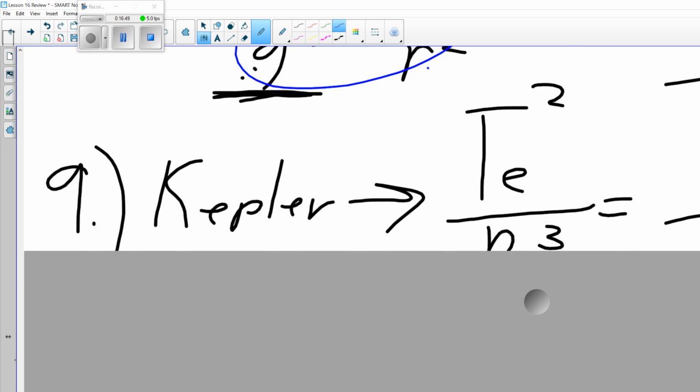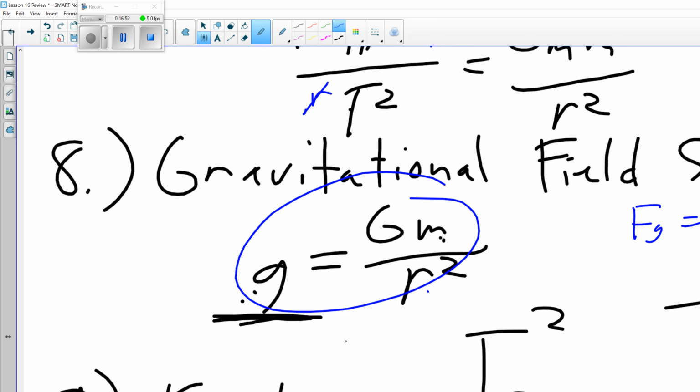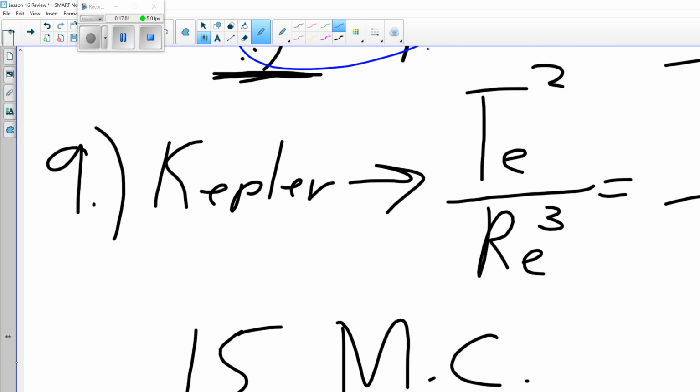Okay, and we don't have to do Kepler because we've taken that off, so you won't have any Kepler questions. So you don't have to do any Kepler. Okay, there are 8 written and there are 15 multiple choice questions.